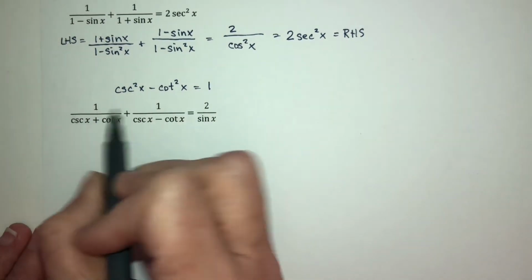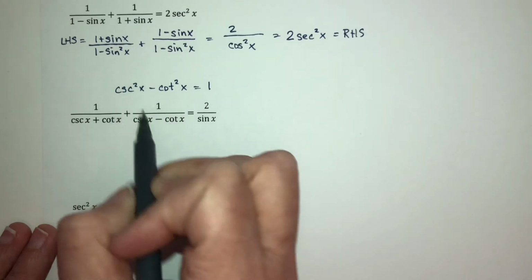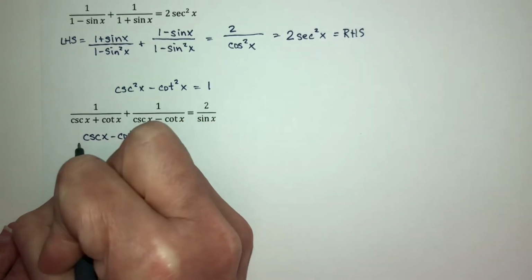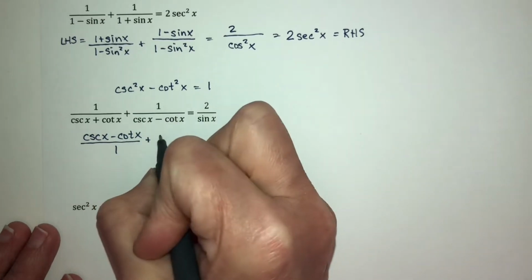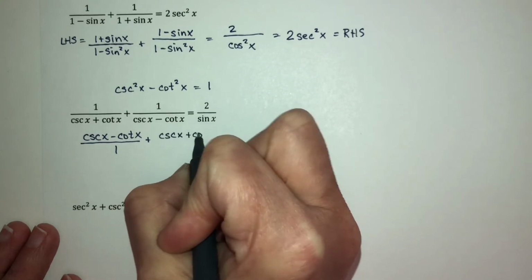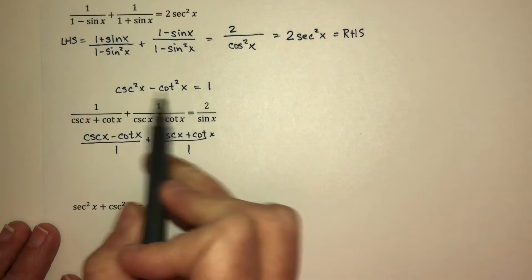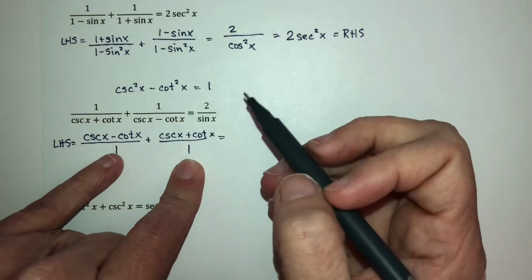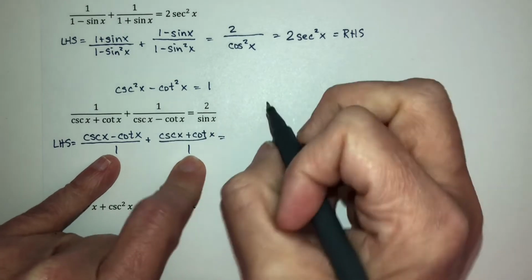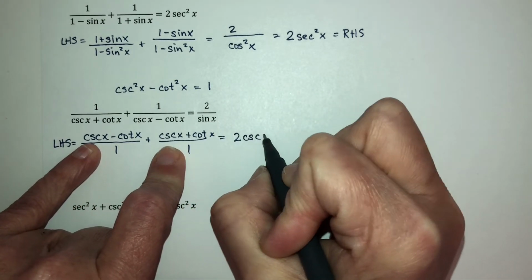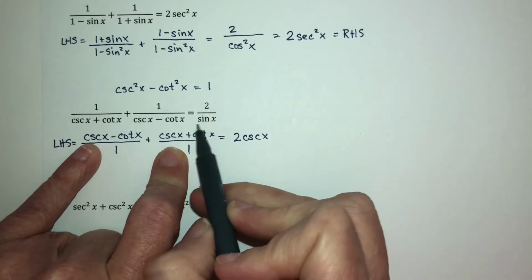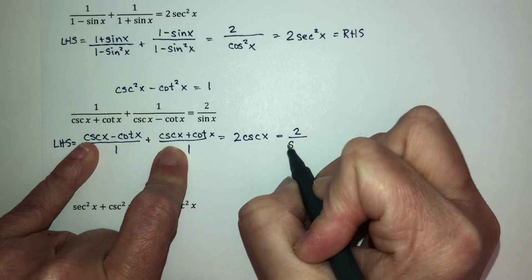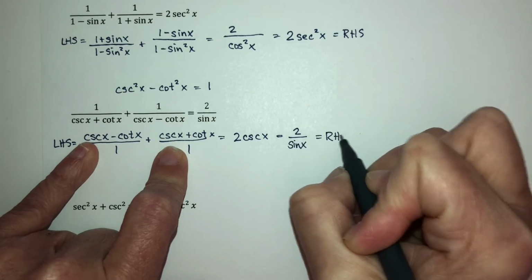Okay, so if I get a common denominator here, and this is my common denominator, I'm going to have cosecant x minus cotangent x, and this is over 1, plus cosecant x plus cotangent x, also over 1. Instead of writing this, I'm just writing the over 1. So this is my left-hand side. And then right here, you can easily see that the cotangents are going to cancel out, and you have 2 times cosecant x. We're wanting sines. I've got the 2, which is great, and cosecant is 1 over sine. So this is the same thing as 2 over sine x, which is the right-hand side, which is what we were looking for.